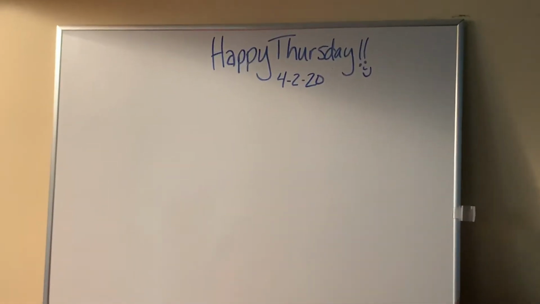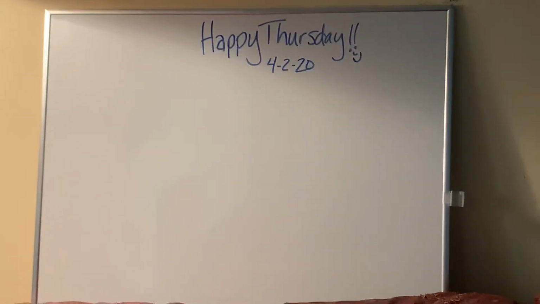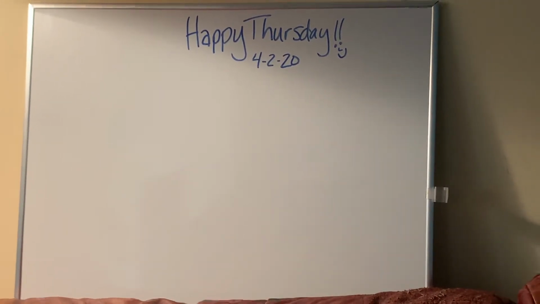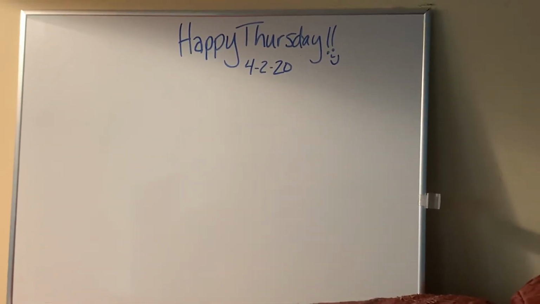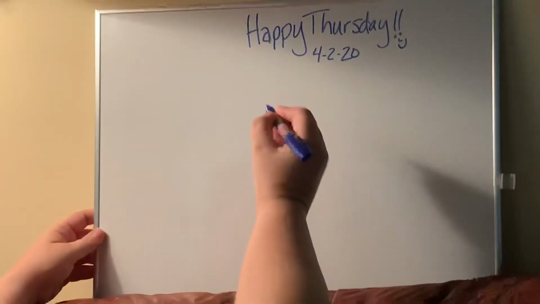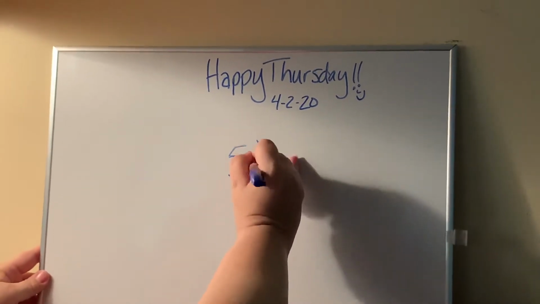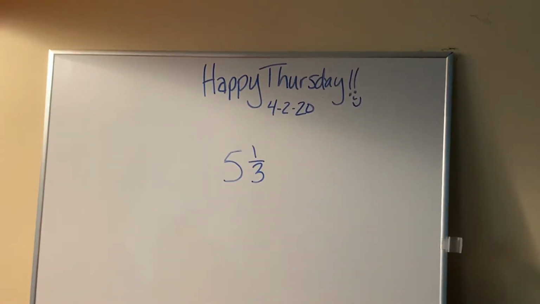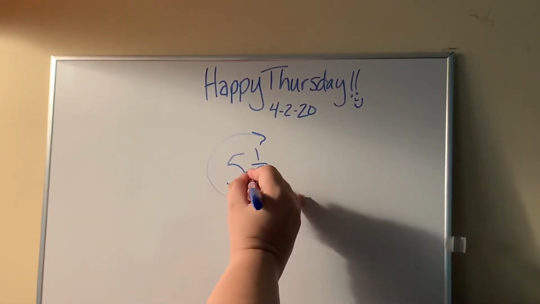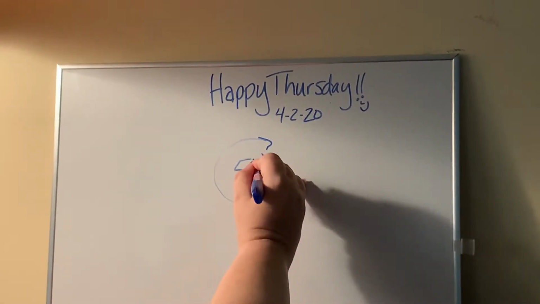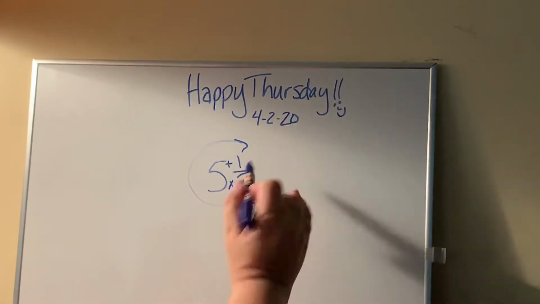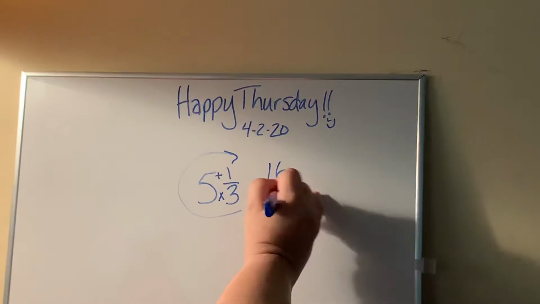All right, guys, so I want to do a review of two different things today. I want to do a quick review of how to change a mixed number into an improper fraction. So watch, if I have 5 1/3, you're going to start with this 3 and go around. First you multiply, then you add. So 3 times 5 gives me 15, plus 1 more is 16 over 3.